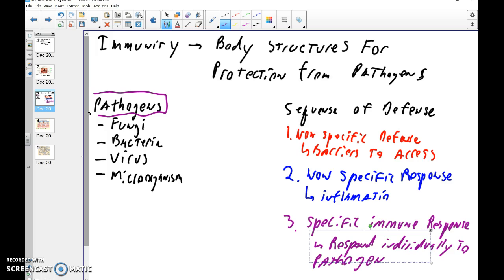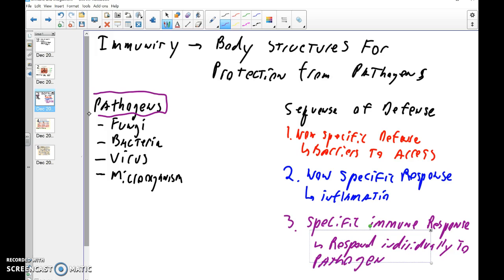Specifically, a pathogen is anything that will evoke an immune response. All right. So what happens here is you can have fungi that can cause pathogen infections. And some fungi are like, oh, I have athlete's foot. That's a pathogen. That's an infection. But there are more serious fungi that can cause lung disorders or all kinds of other problems.